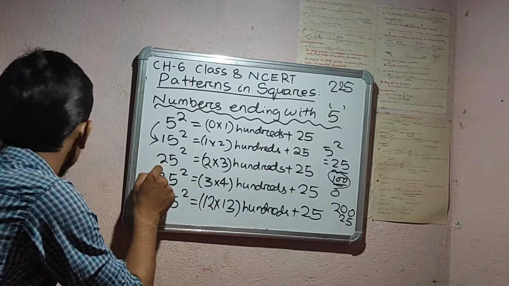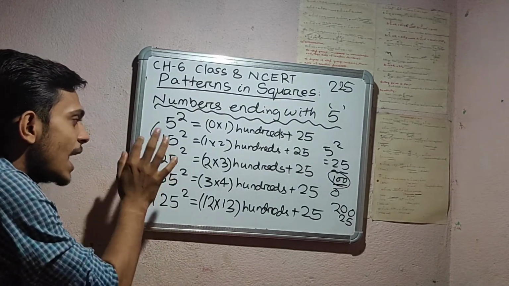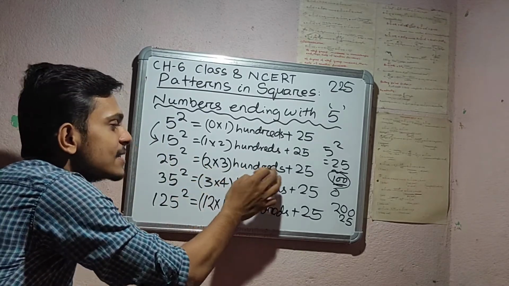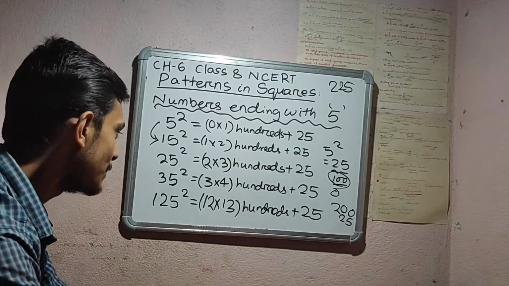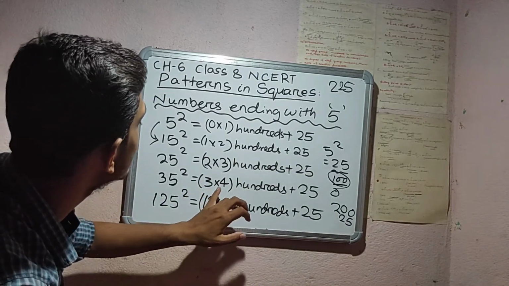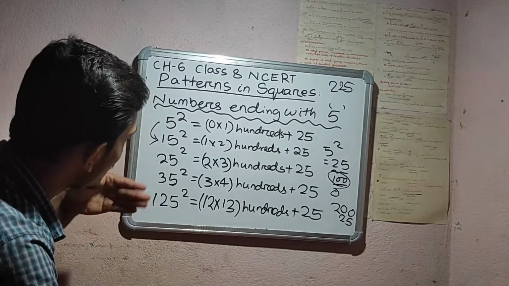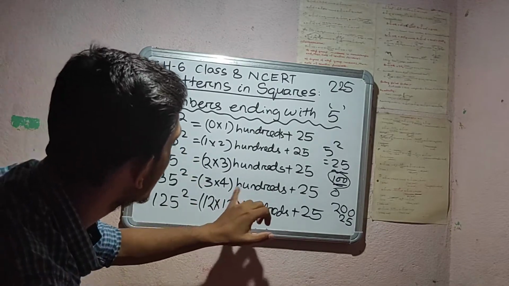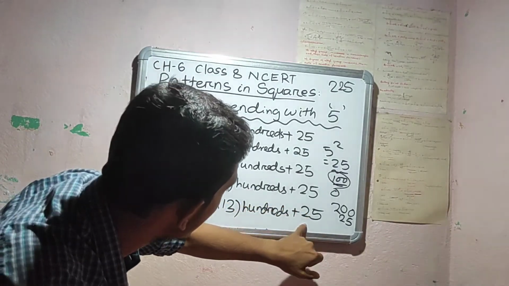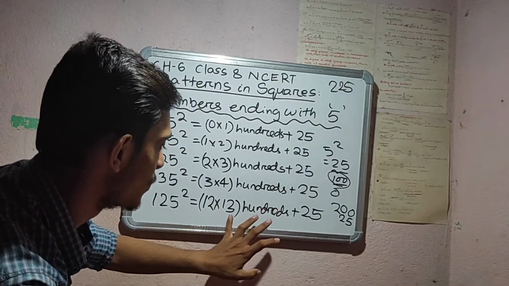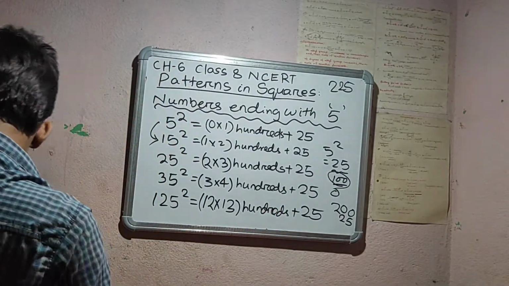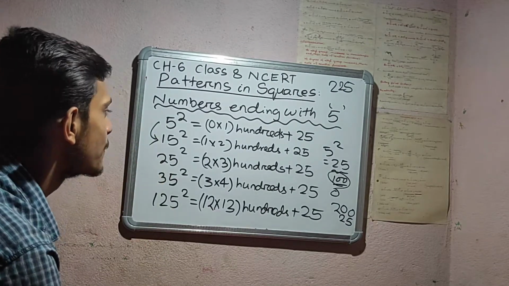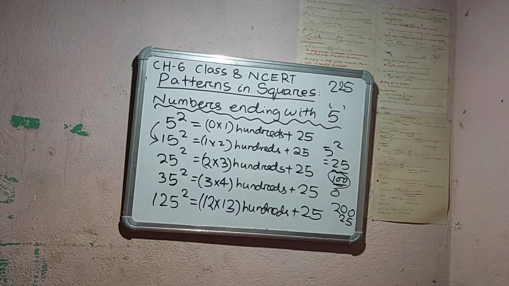Similarly in the case of 25, this is the third number ending with 5, a 2 digit number, so 2 is multiplied with 300 plus 25. Similarly 3 is multiplied with 4 for 35, then for 45, 4 is multiplied with 5. In this way we multiply the numbers with hundreds and add 25 at the end to get the final answer. So this is the pattern. So we have to generalize this pattern. So let's generalize it.